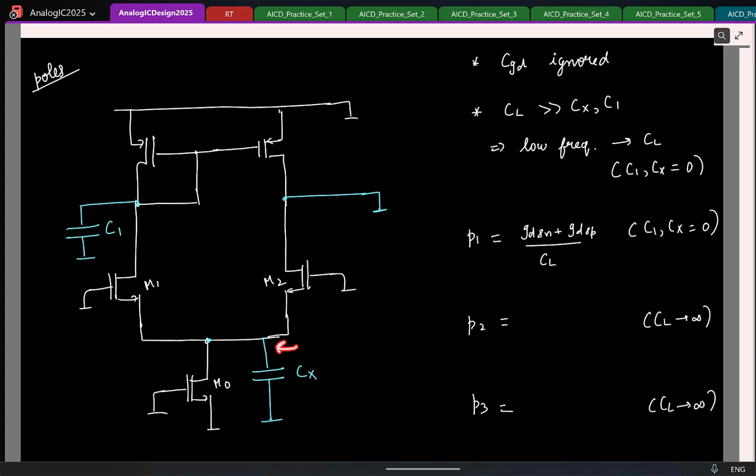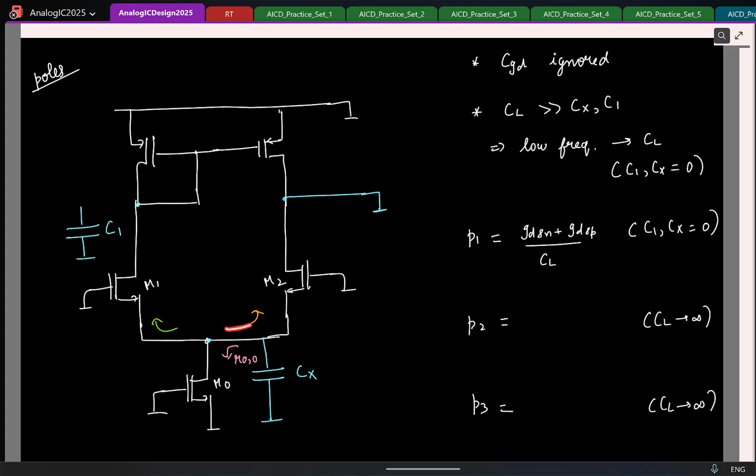So let's do that. First let me assume that Cx is open. I'm interested in finding the effective resistance seen by the capacitor Cx. So I see one resistance looking down, something to the left of it, and something to the right of it. What is the resistance looking down? Gate and source are shorted. We are looking into the drain. This is R naught of the transistor M0, correct?